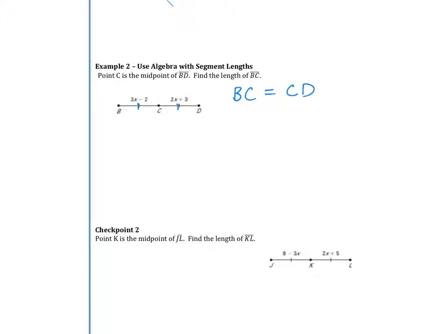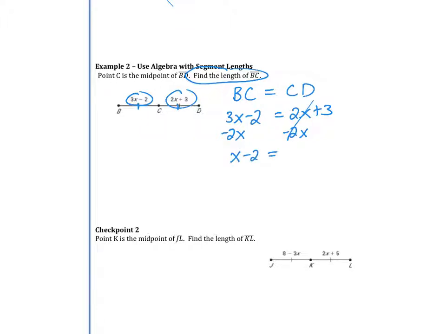So you can see that BC is 3x minus 2. And CD is 2x plus 3. So what we're going to have to do is find what x is and then plug x in to find the length of segment BC. So we have to move all the x's to the same side. So let's get rid of this positive 2x by subtracting 2x from both sides. We get x minus 2 equals 3. Get rid of the minus 2. And we get x equals 5.